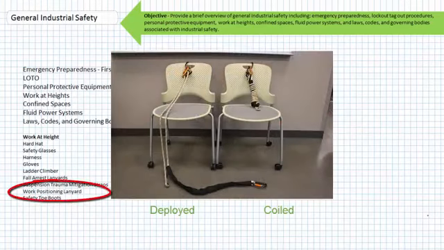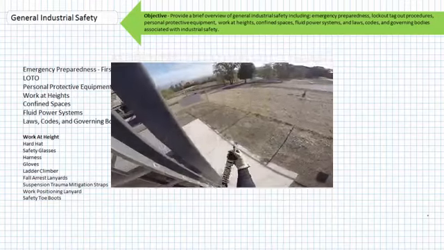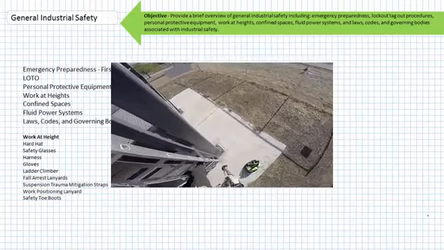Work positioning lanyard. The work positioning lanyard is an additional adjustable lanyard used to hold a worker in place while keeping both hands free to work. Here's a clip of a work positioning lanyard being used on a ladder.